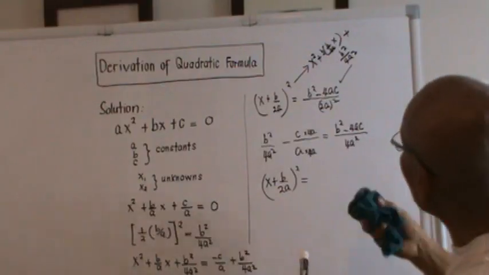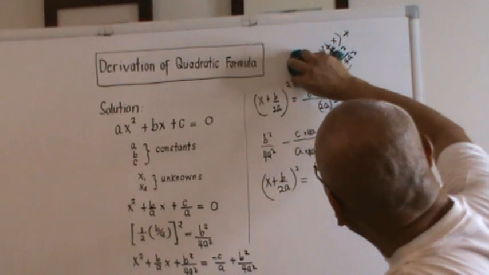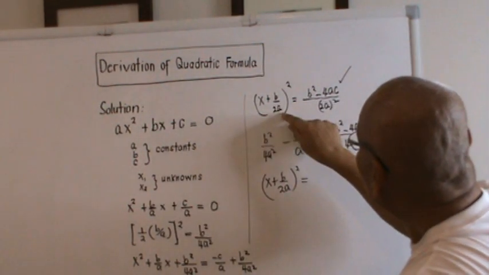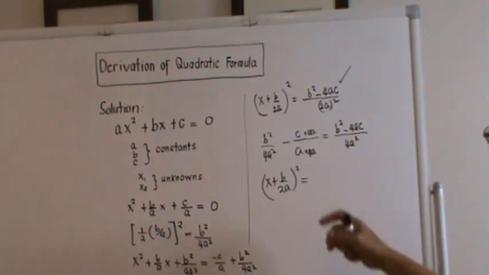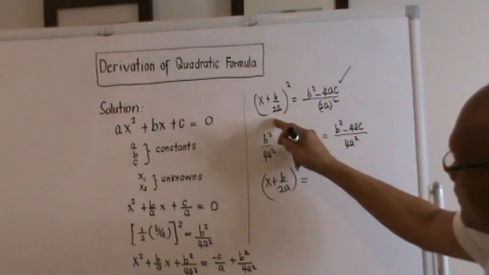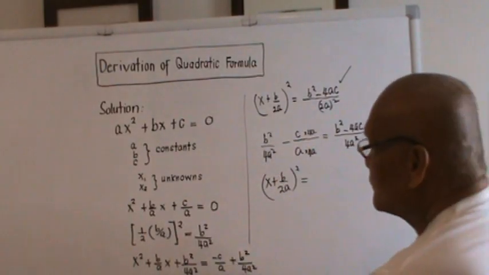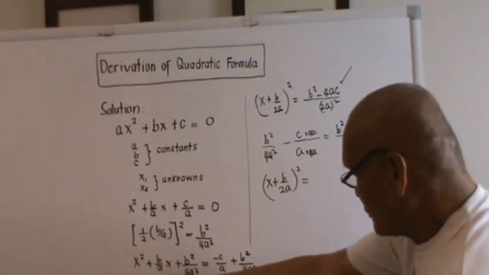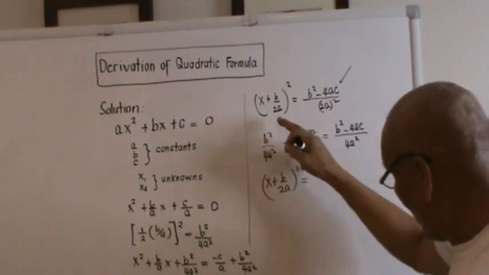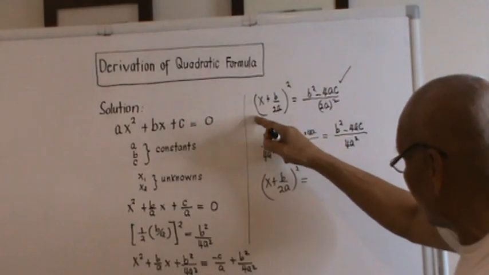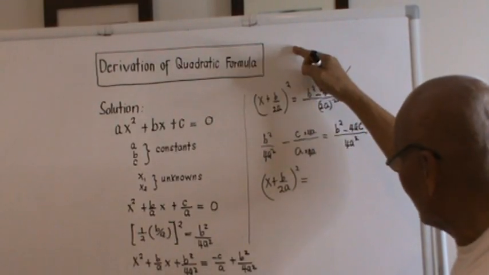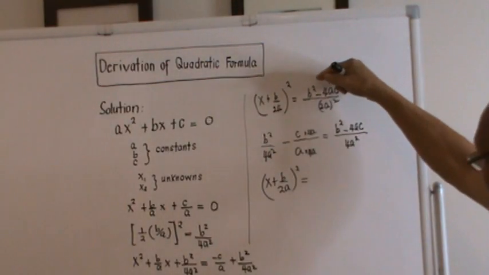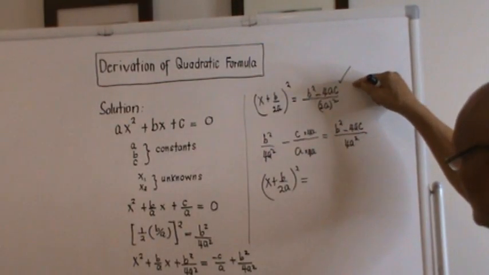I will try to erase this one so it will look good. This binomial here, if we try to expand, it is actually this expanded form here. But instead of writing this expanded form, we'll just rewrite the binomial as x plus b over 2a quantity squared. And for the right hand side, like what I said, it will become b squared minus 4ac over 2a quantity squared.